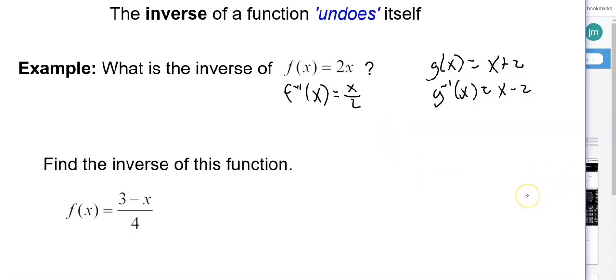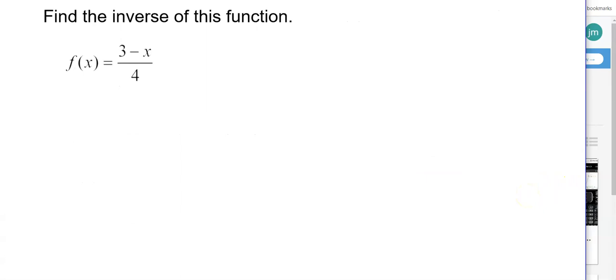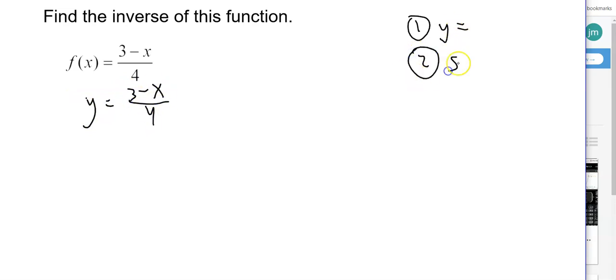So find the inverse. The big idea here, again, of inverses is we're going to switch x and y. So your steps to do this are, first, write it as y equals. So right now it's f of x equals. It's going to help you to have a y in there. Second step, big idea of inverse: inverses switch x and y. So this becomes x equals 3 minus y over 4.